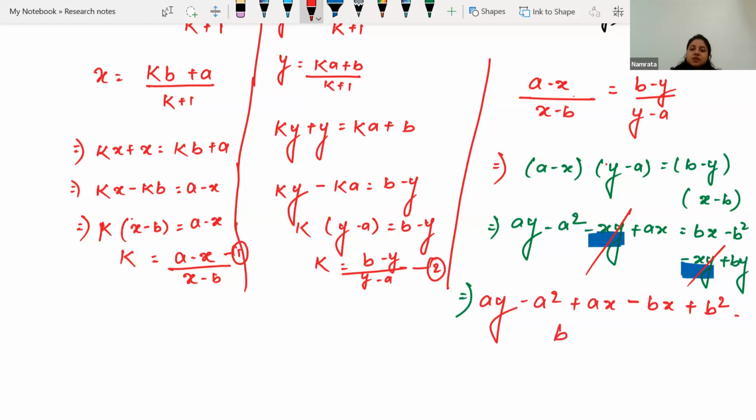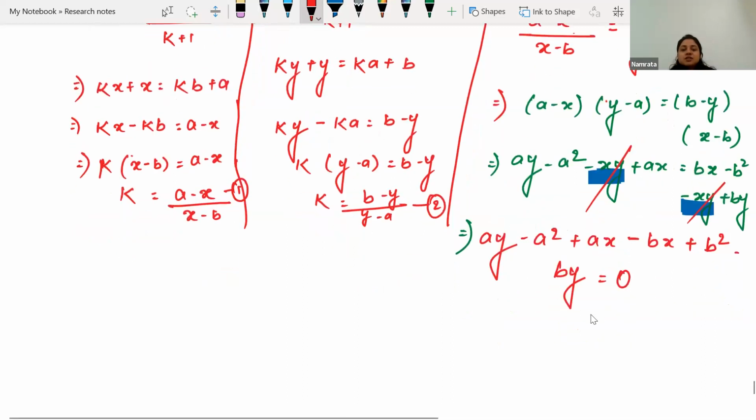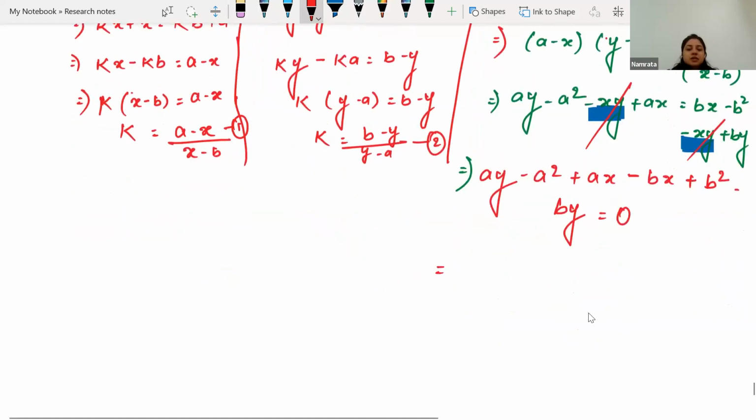So minus by is also there. bx, b square, by, everything I have taken is equals to 0. So how many terms are there? 1, 2, 3, 4, 5, 6. 6 terms are there. Let's try to factorize it.